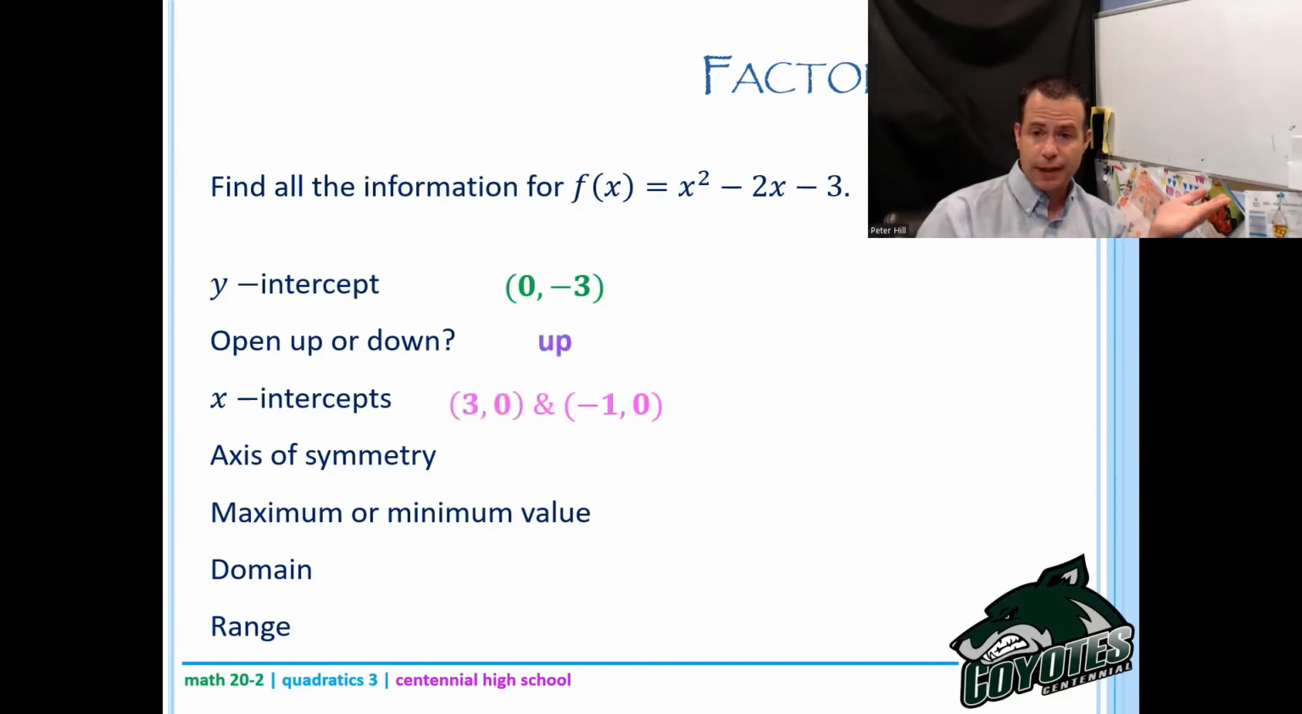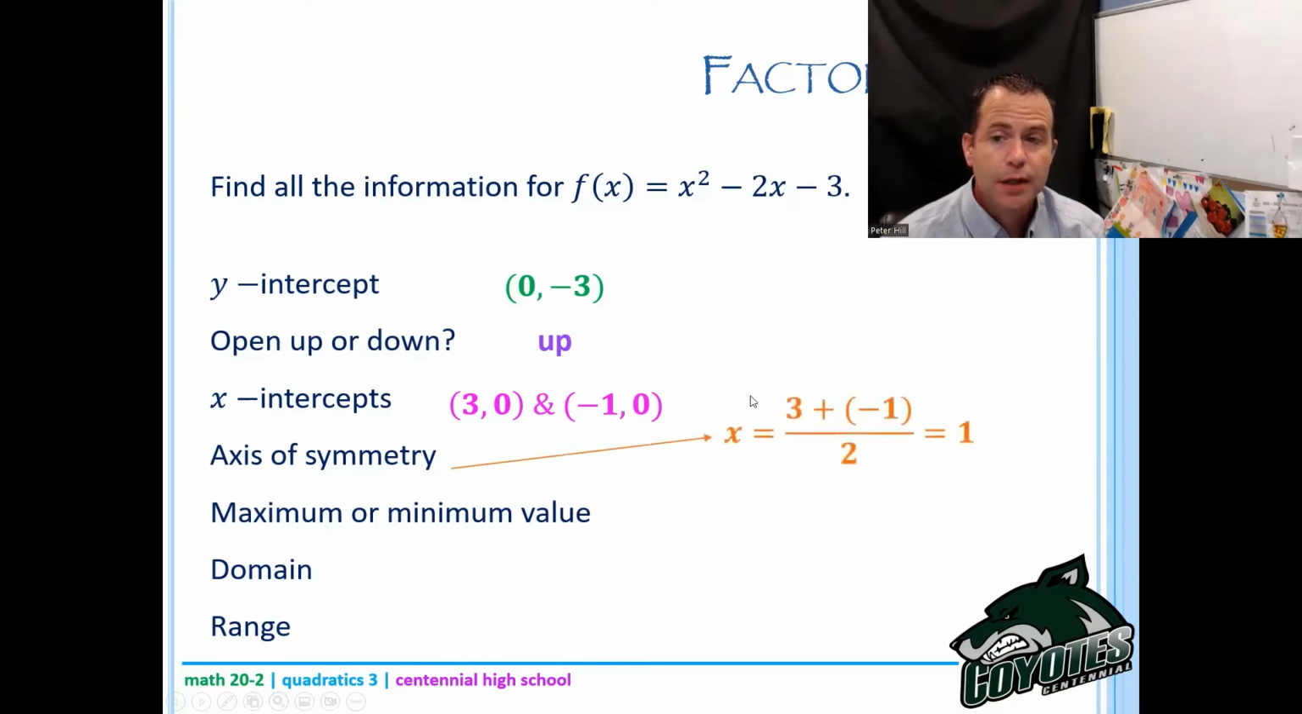X-intercepts we've already discussed. They were at (3, 0) and (-1, 0). The work to back that up is on the previous slide, right? That's where we factored it and set them equal to 0. The axis of symmetry is going to need to be the average between 3 and -1. So 3 plus -1 is 2, 2 divided by 2 is 1. So I know that I'll have an axis of symmetry at x equals 1.